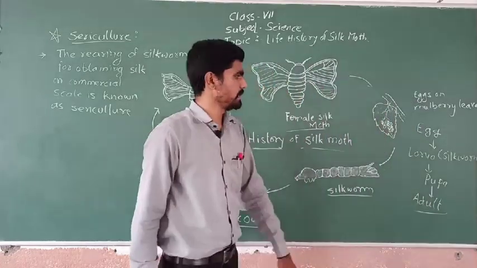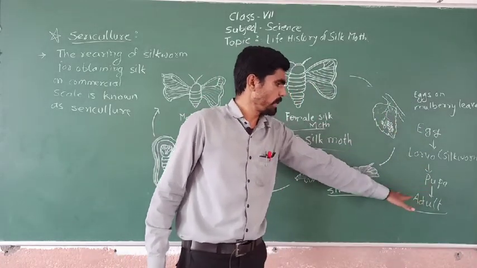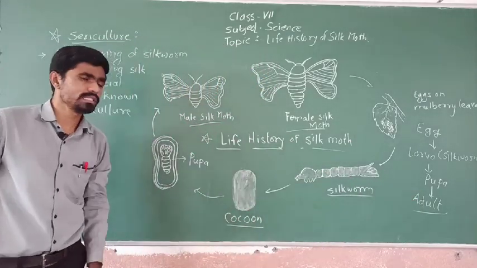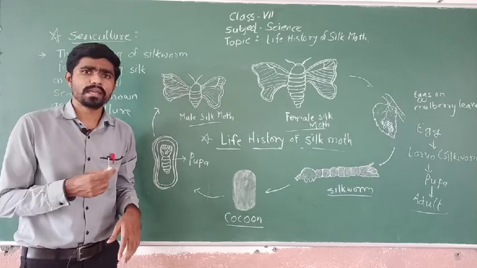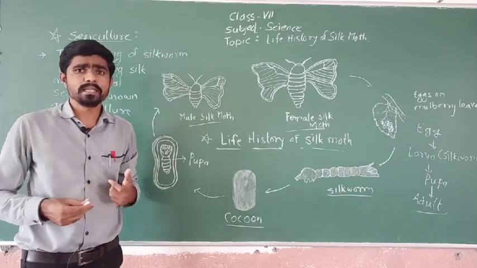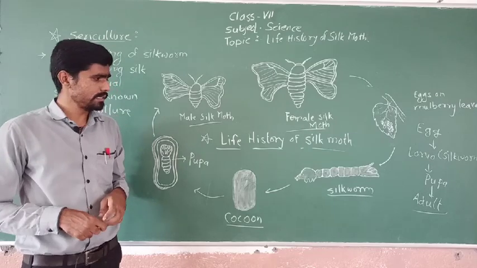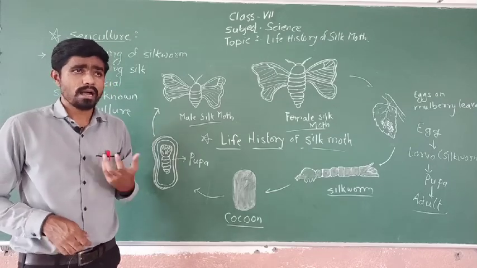So in this way stages are there: egg to larva, pupa and adult. See here, this silkworm eats continuously, then starts spinning a thread. That thread, what is that thread called as? That thread is silk. How is it formed?